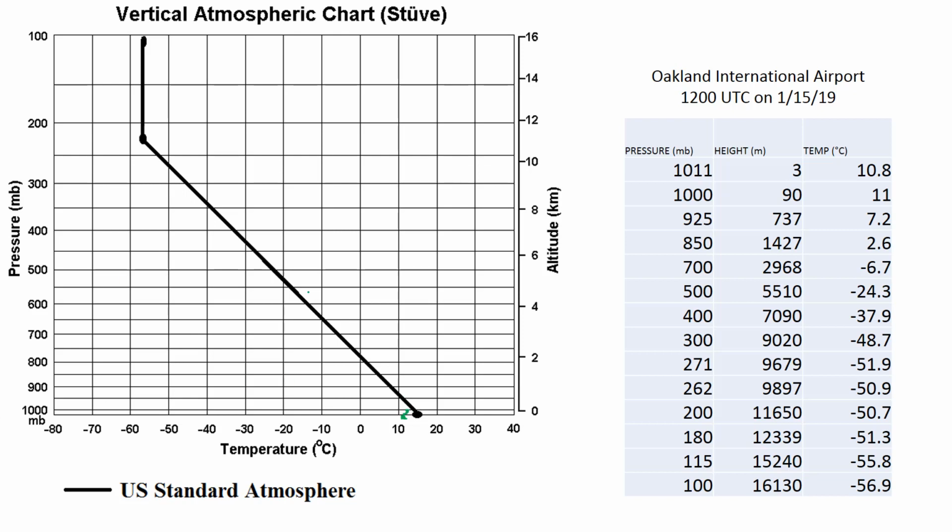And then at 925, I'm going to plot another dot at 7.2, which would actually be right around here. So 7.2, very close to the same temperature as the US standard atmosphere. At 850, that's going to be the line between 900 and 800. So between 900 and 800. And actually, I'm not going to do this.